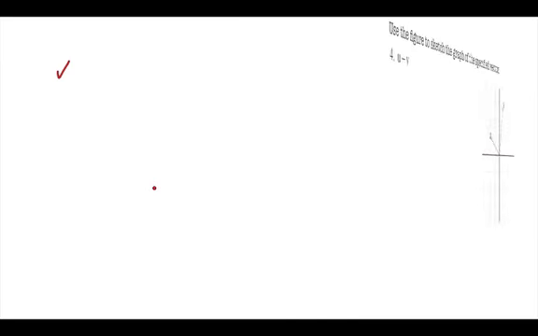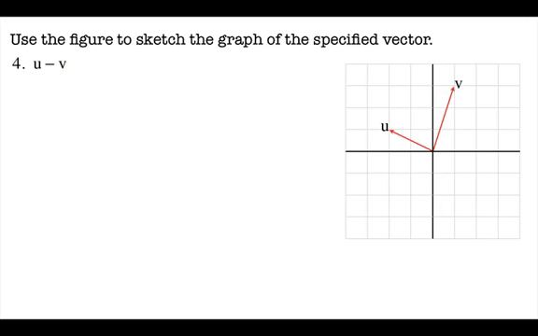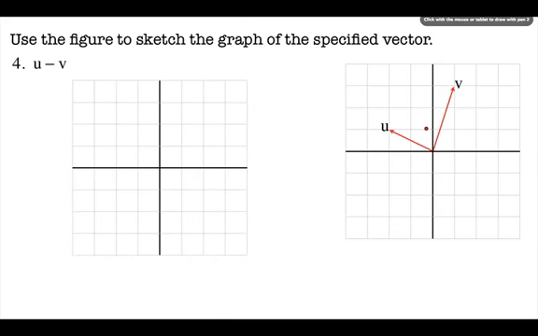4. So now I need to compute u minus v. So here's your u, here's v, but I don't want v, I want minus v. This is what you get.